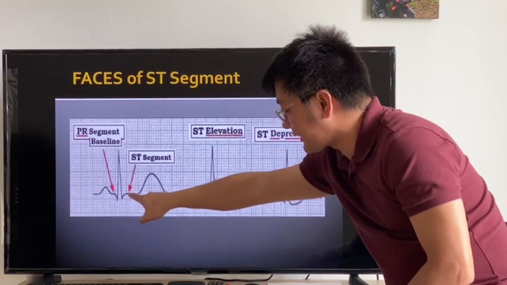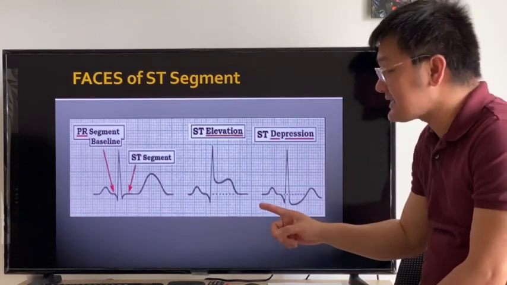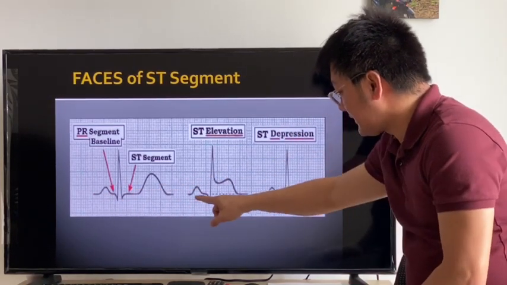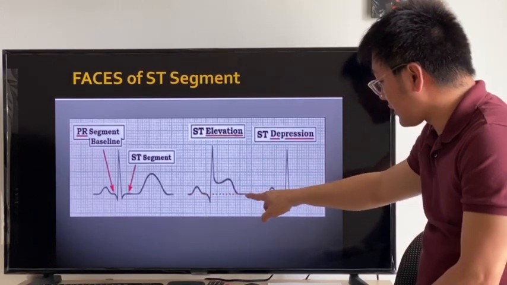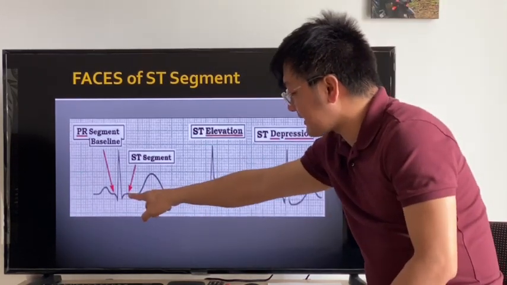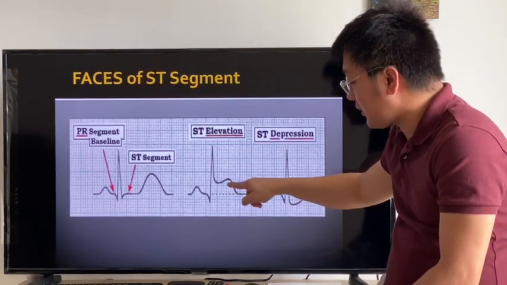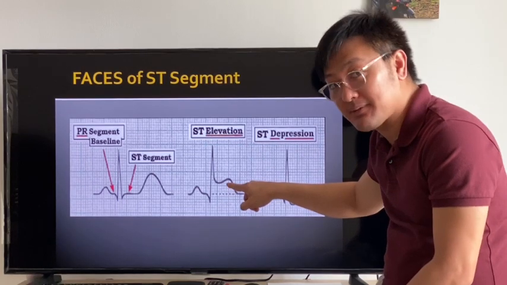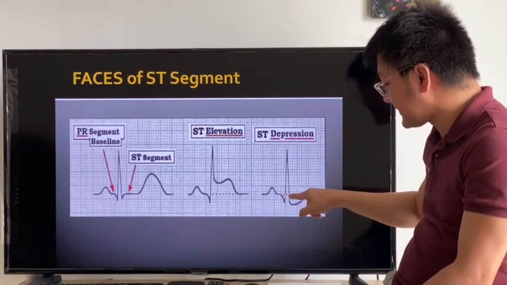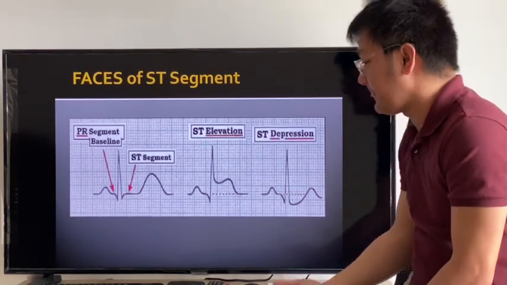This is your S, this is your T. This line here is what we call the ST segment. An ST segment follows an isoelectric line. The imaginary line here, we call that your isoelectric line. If that ST segment is above the isoelectric line, we call that an elevated ST segment. If the ST segment is below the isoelectric line, we call that a depressed ST segment.